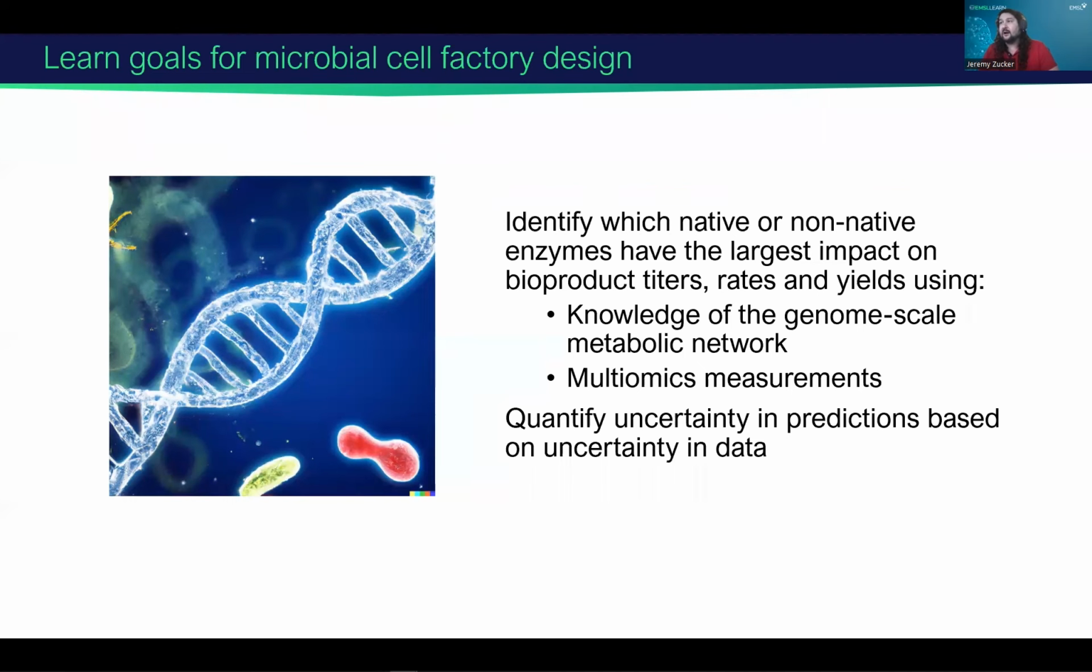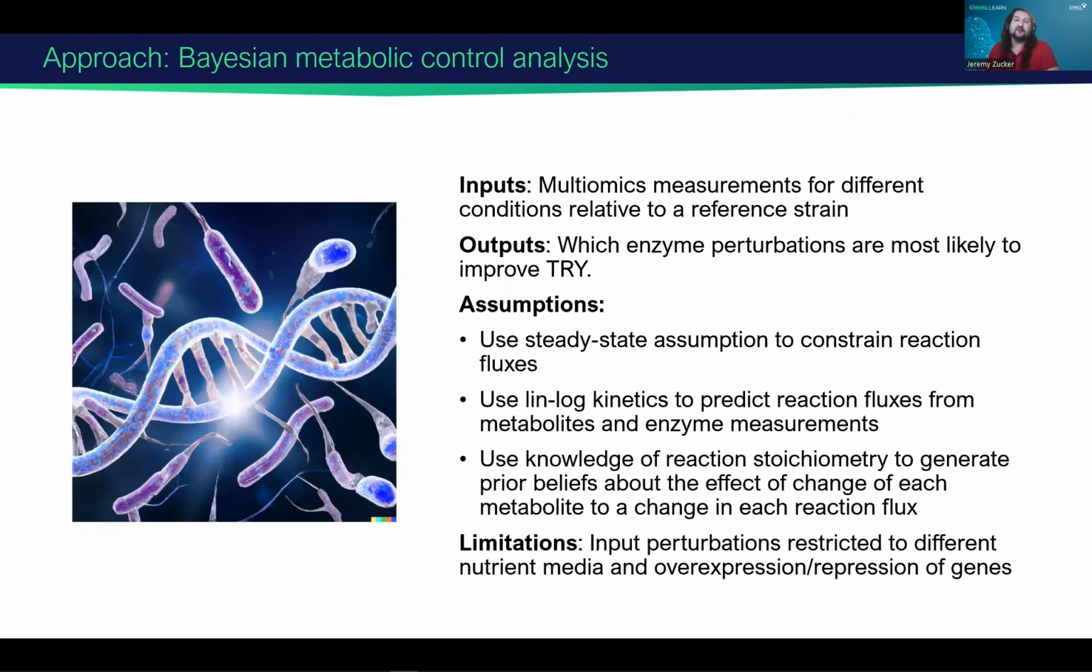And what it returns as output is basically a ranked list of enzymes which, if you were to perturb them, would increase the titer, rate, and yield. For some enzymes, it'll say if you increase the expression, it'll improve titers. For others, it will say if you decrease this enzyme, it will increase the titers, rates, or yields. And it'll also quantify the uncertainty associated with that particular prediction. Next slide.